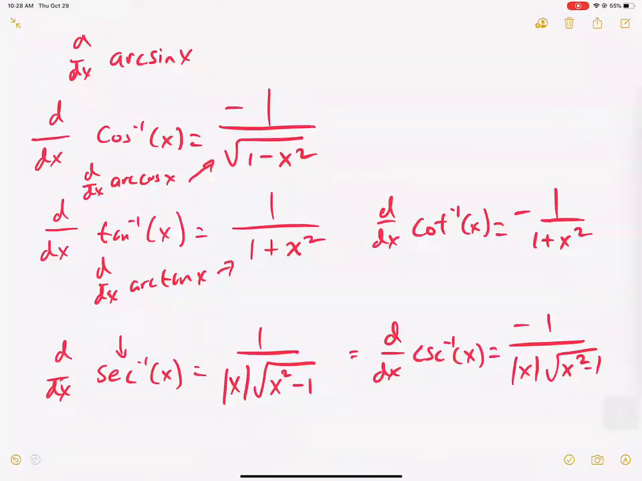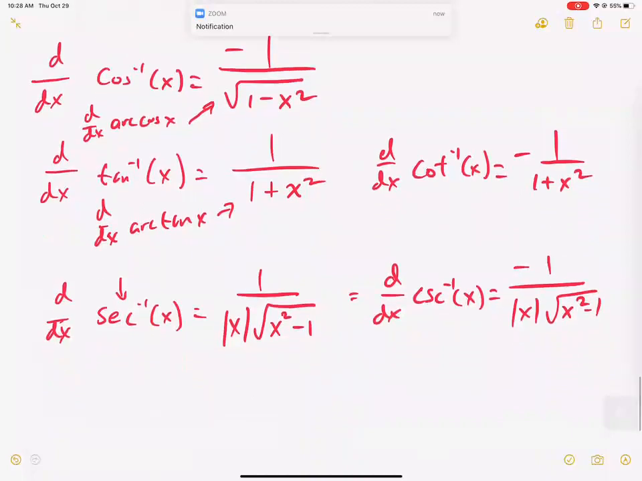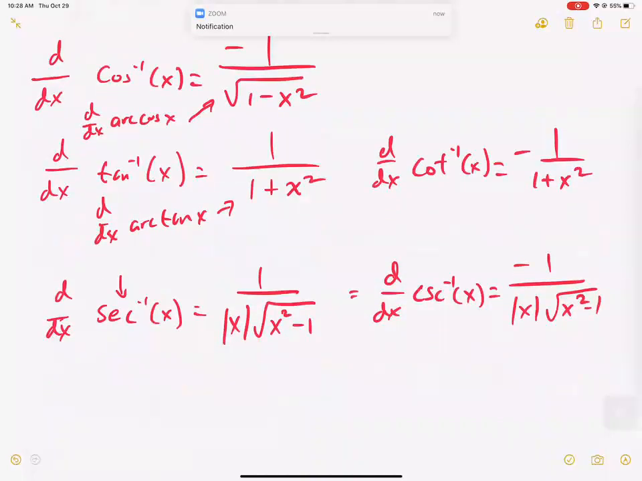Cotangent is negative though, because the co- functions always give you that bad taste in your mouth. Okay? Negative. It's like eating garlic. It's like it's in your blood. And then the derivative of inverse secant is 1 over the absolute value of x, don't forget the absolute value, and the square root of x squared minus 1.